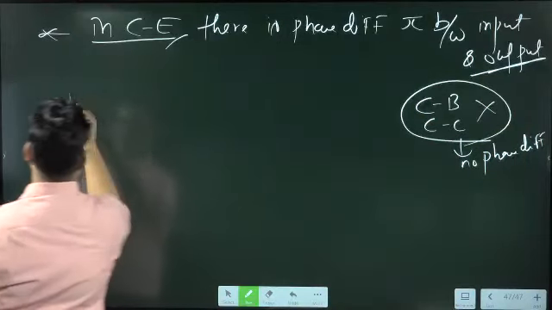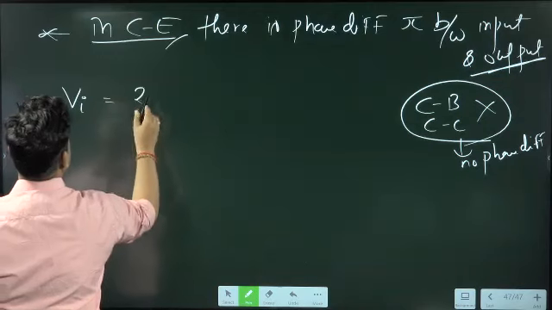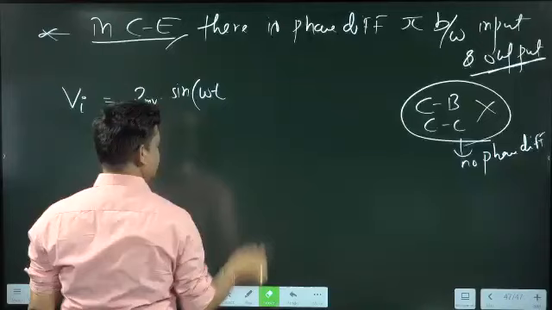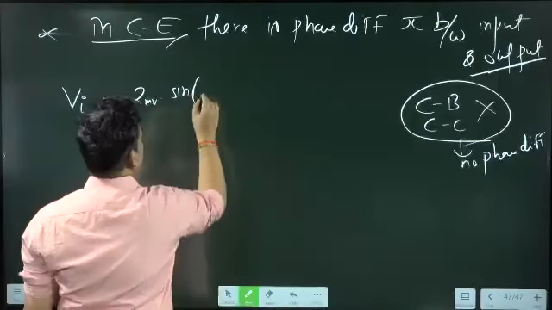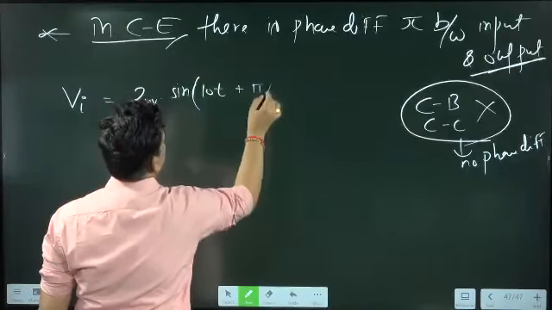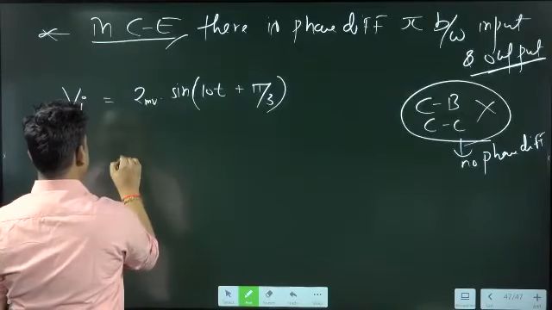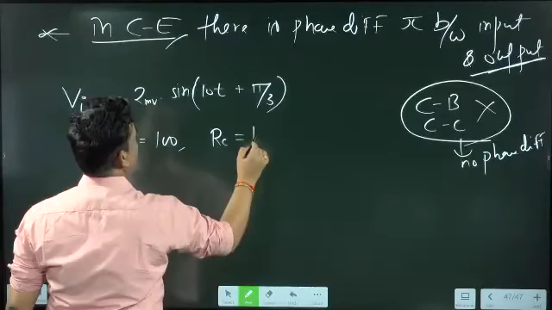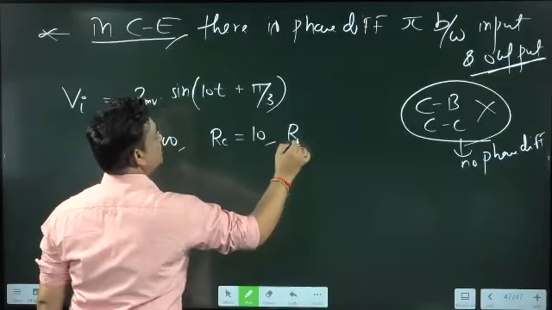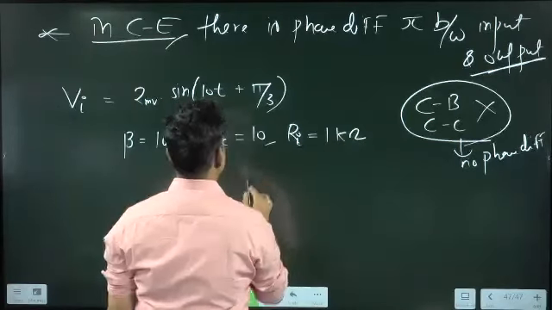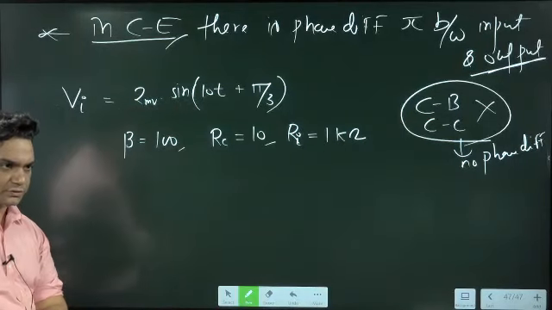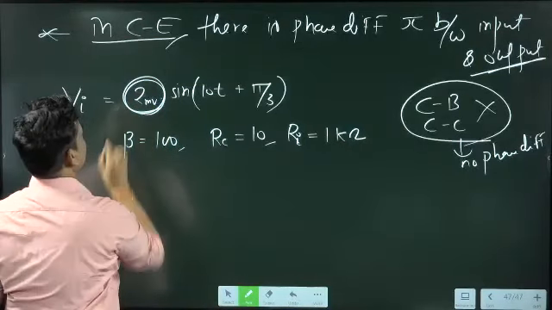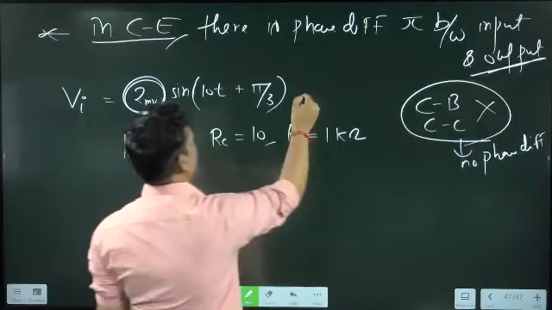So here they can ask a question: if input signal equal to 2 millivolt into sine omega t, or sine of 10t plus pi by 3, they are giving beta equal to 100, RC equal to 10 and RI equal to 1 kilo ohm. We have to find the output signal in this question. Okay, so this is the input signal, 2 millivolt, and this is the common emitter mode, CE mode.